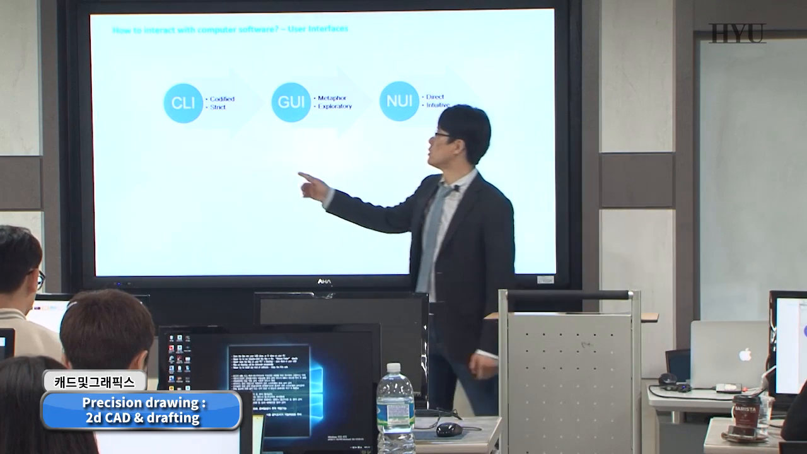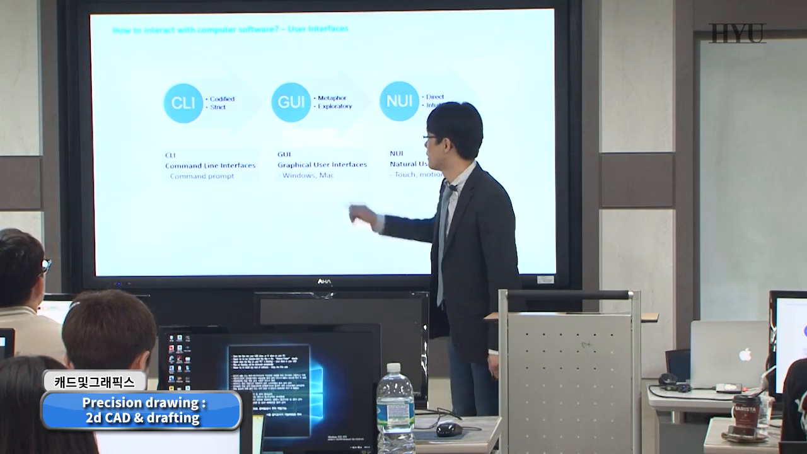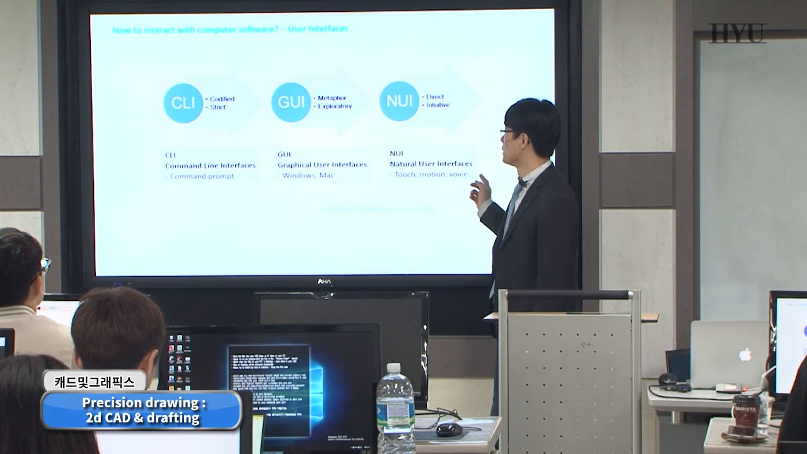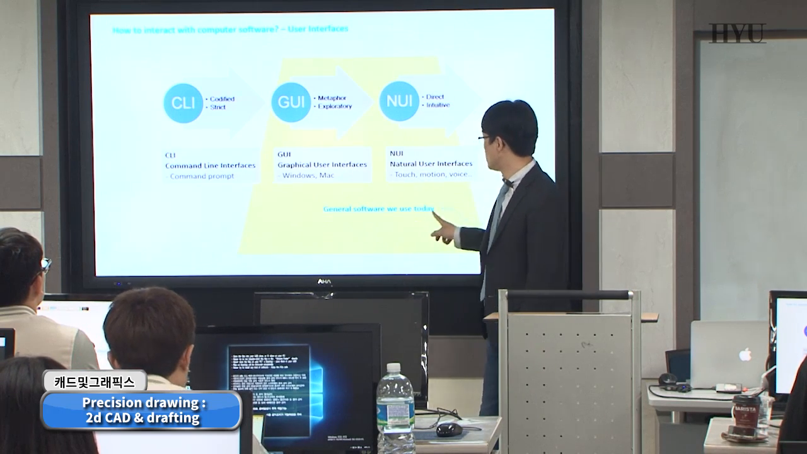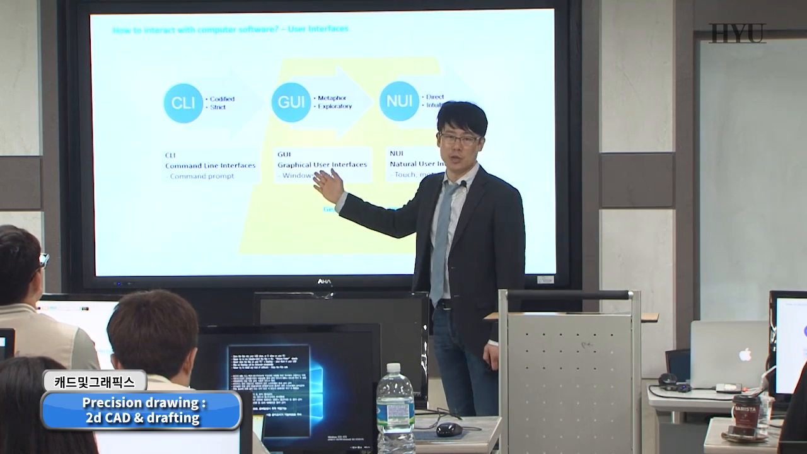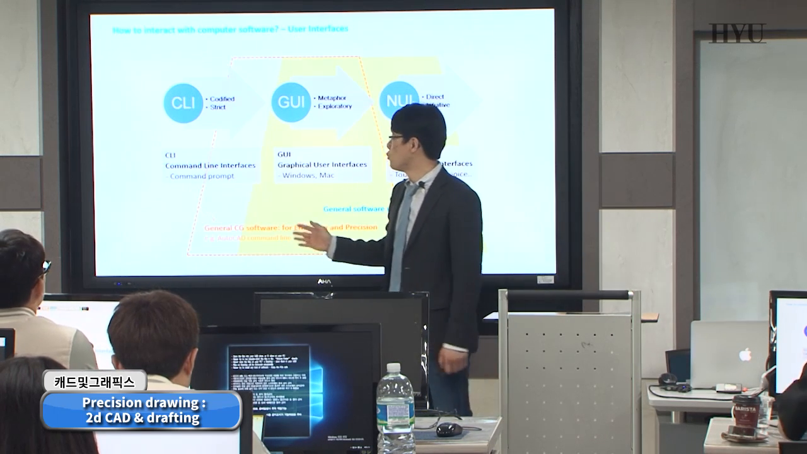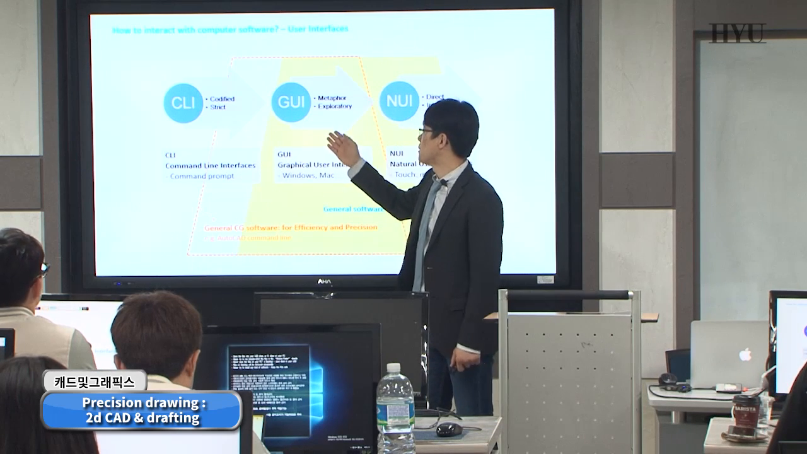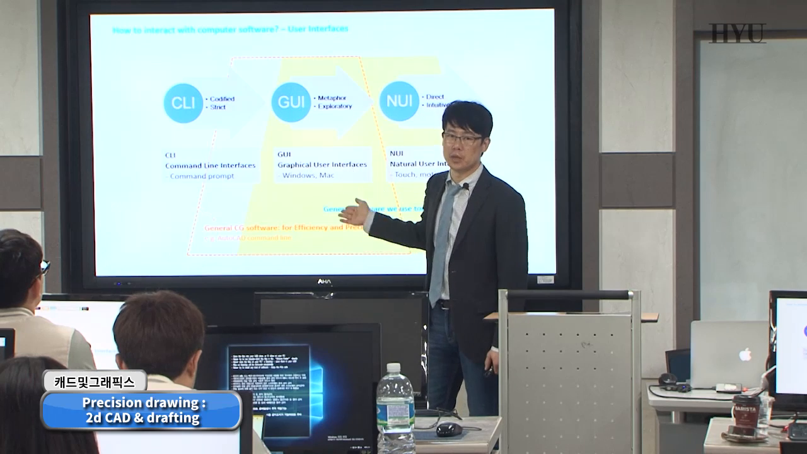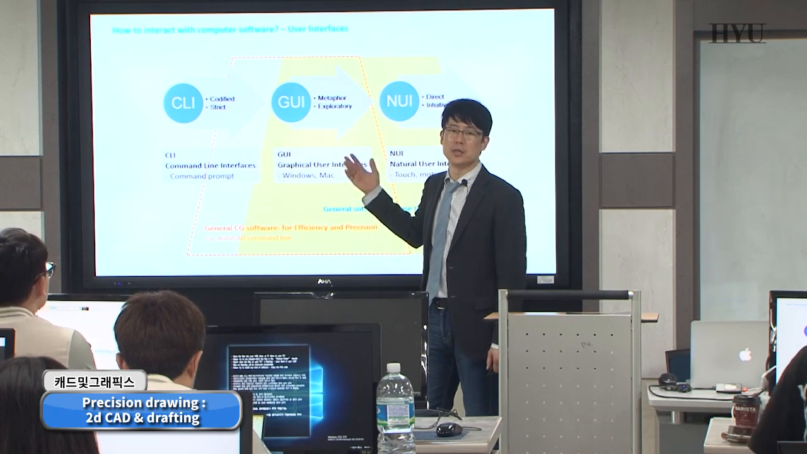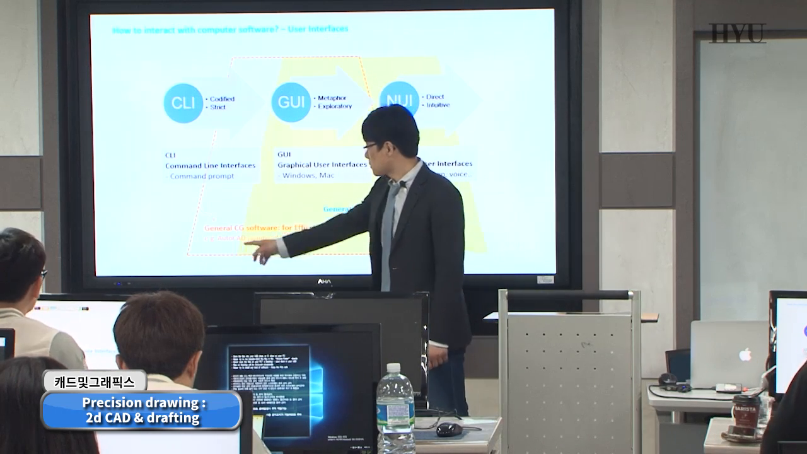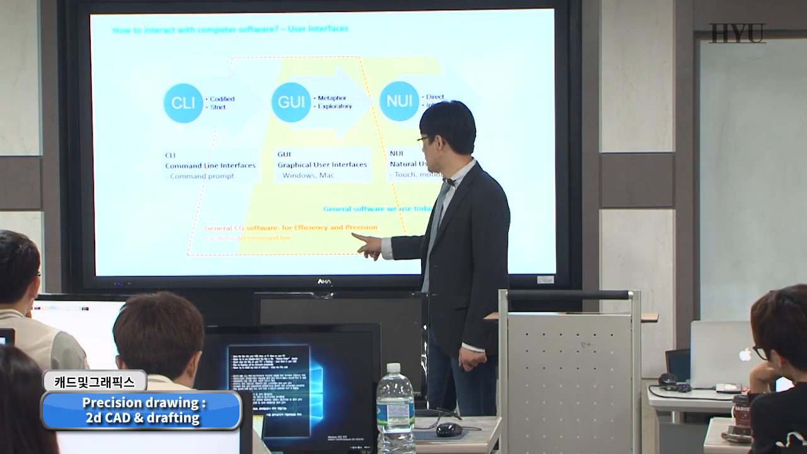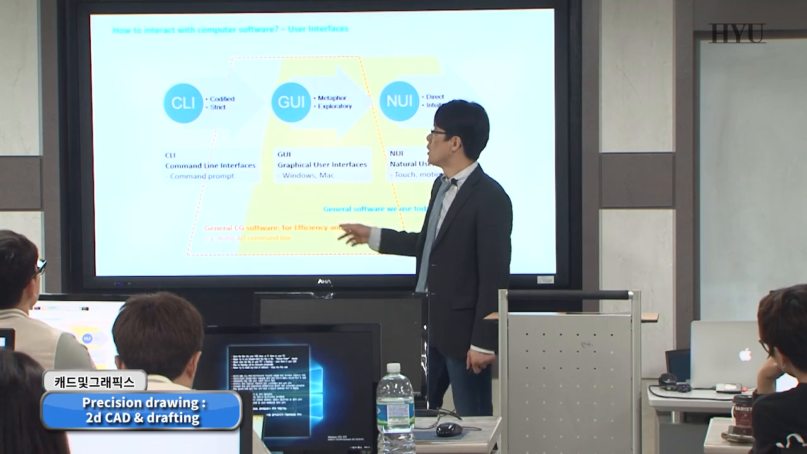We already reviewed command line interface, graphical user interface, GUI, and NUI, natural user interface. General software we use today is GUI and NUI based. But unfortunately, we have to use part of command line interface, mostly based upon messy and complicated, sophisticated GUI interface. So general computer graphics software for efficiency and precision, okay?